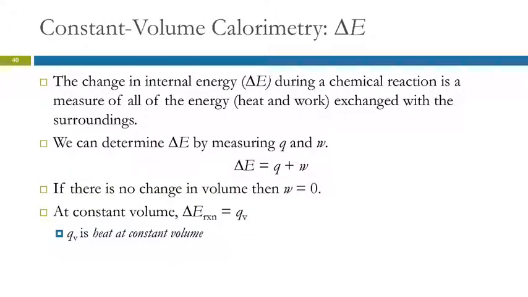Work is negative P delta V. So the change in internal energy during a chemical reaction is a measure of all the energy that is exchanged with the surroundings, and that equals heat and work. So we can say that delta E, the change in internal energy, is equal to Q plus W.